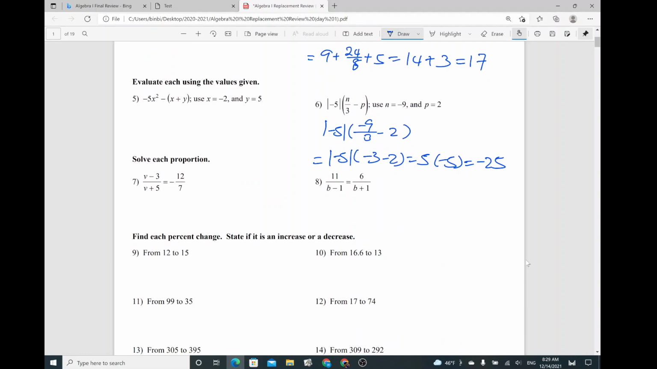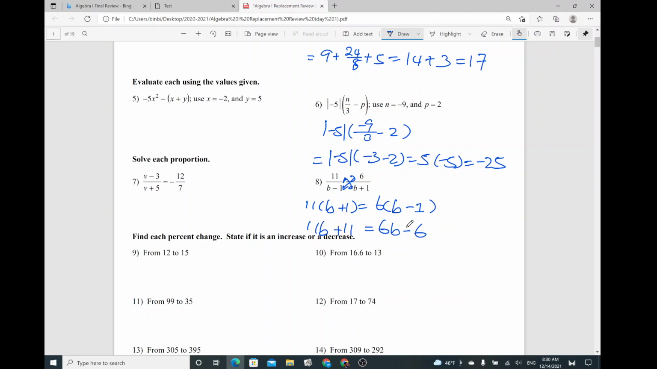And then for number 8, proportionality. This one is about comparisons of fractions. Anytime you see things like this, with the variable on the top or the bottom or both, what we can do is cross multiply. So this one turns out to be 11 times the quantity b plus 1, which equals 6 times the quantity b minus 1. And then what you can do here is expand it. So 11b plus 11 equals 6 times b, 6b minus 6.